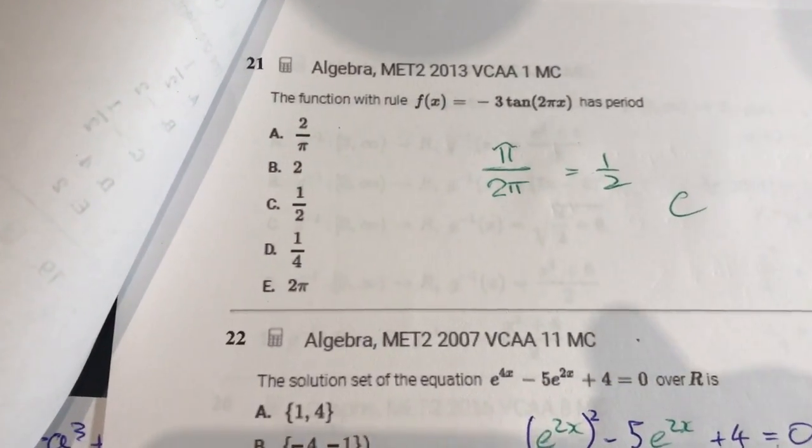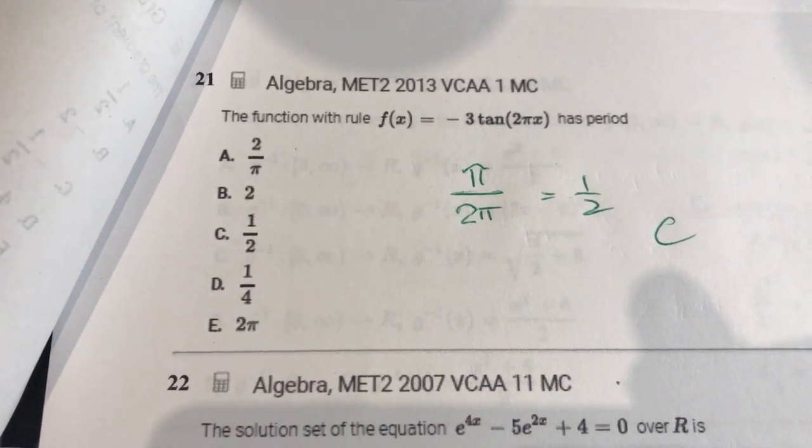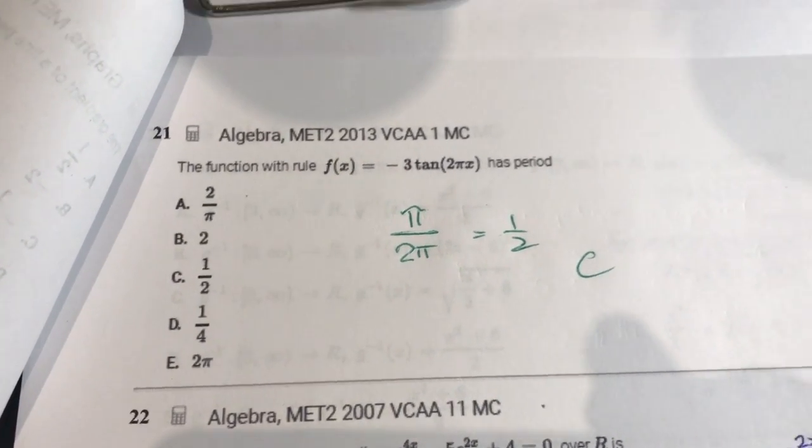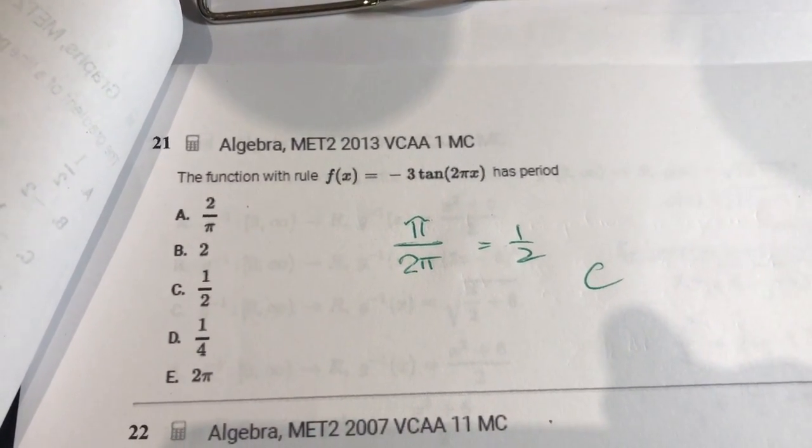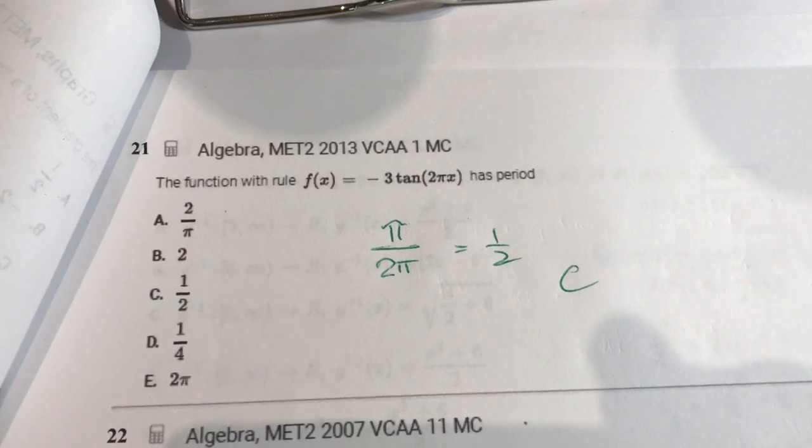21. It's a tan graph. So the normal period is pi. We divide that by n. n in this case is 2 pi. That comes out to be half, C.